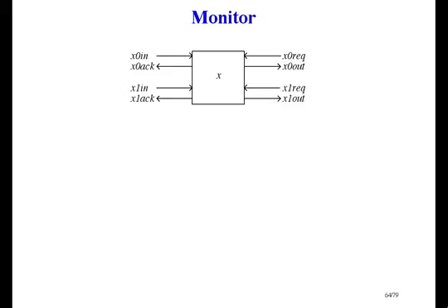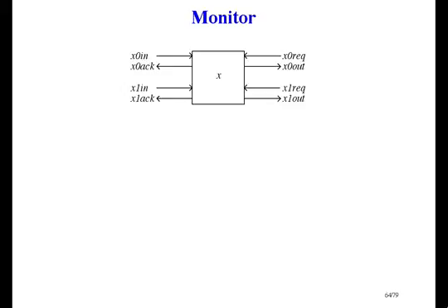The left side of the picture shows the channels for the processes that assign values to x. On the right side, we have the channels for the processes that need the value of variable x. They might be the same processes that write to x, or different processes. If process 0 needs the value of variable x, it sends a request on channel x0rec, and then the monitor sends back the current value on channel x0out, and so on for any other processes.